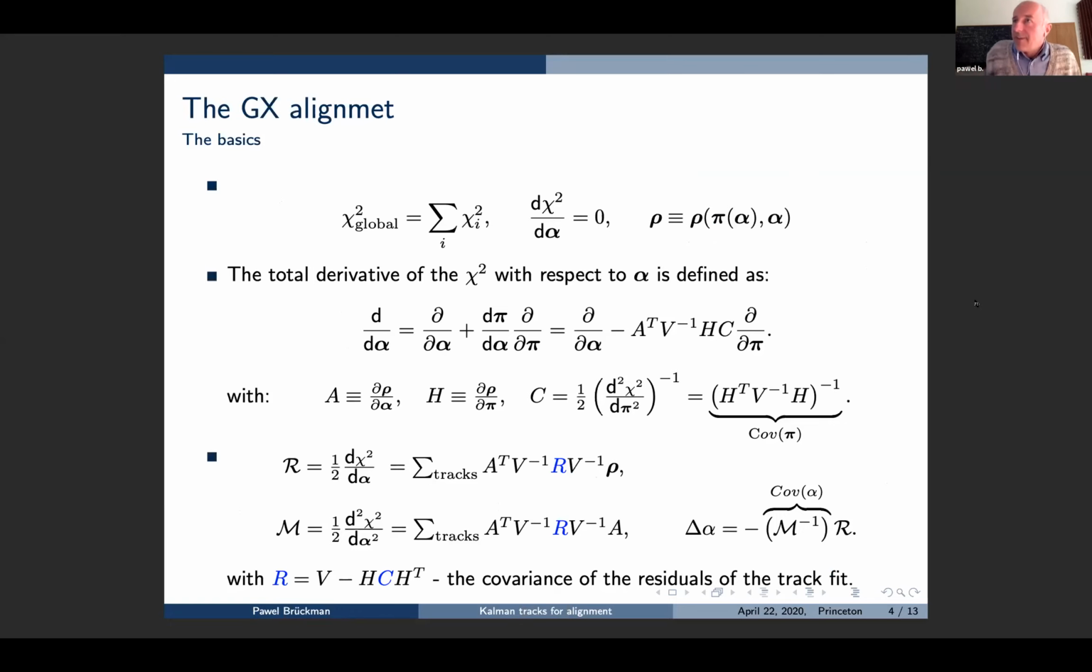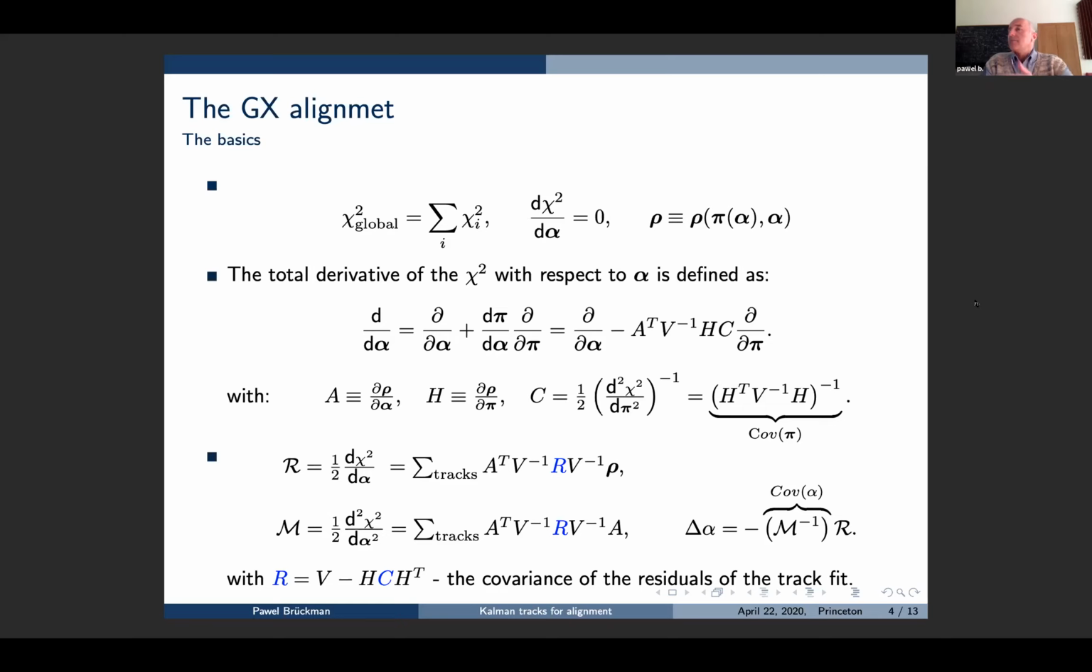Let me introduce again very briefly the global chi-square alignment basics. The idea is exactly as for the track fit: minimization of the global chi-square, which is the sum of the chi-squares for the tracks concerned. After linearization, it is solved in the usual way. However, the difficulty is that residuals are themselves functions of track parameters and alignment parameters, while track parameters are themselves dependent on the alignment. So it's a nested problem.